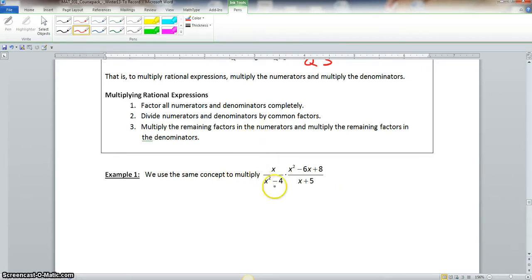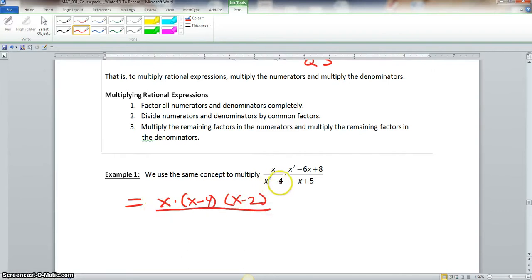So let's take a look here. We have this rational expression times this rational expression. Now we have x, and we know we're going to multiply this by this numerator. So we'll do x times. Let's factor this before we multiply everything. X squared minus 6x plus 8. Now you all could take the time to do this at your leisure, but I'm going to just go ahead and give you all the answer here to be x minus 4 and x minus 2.